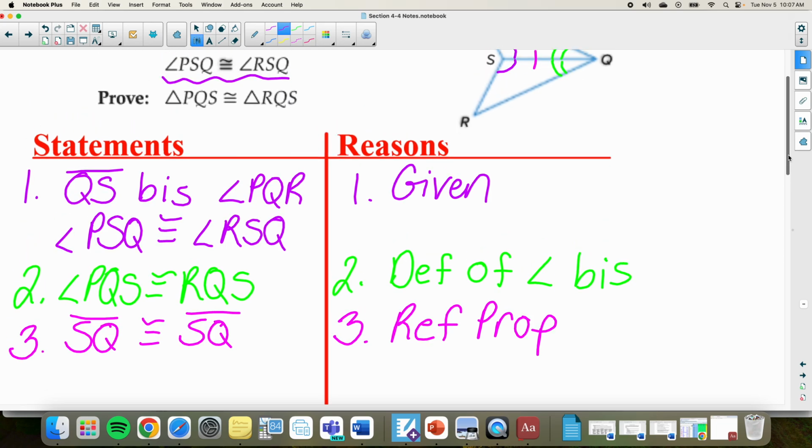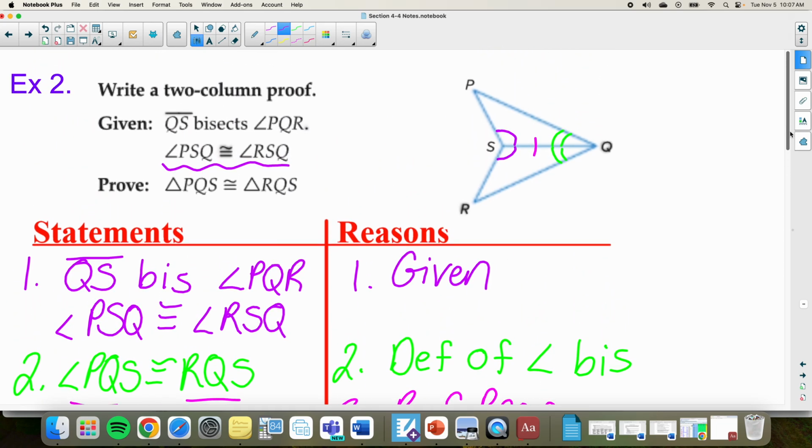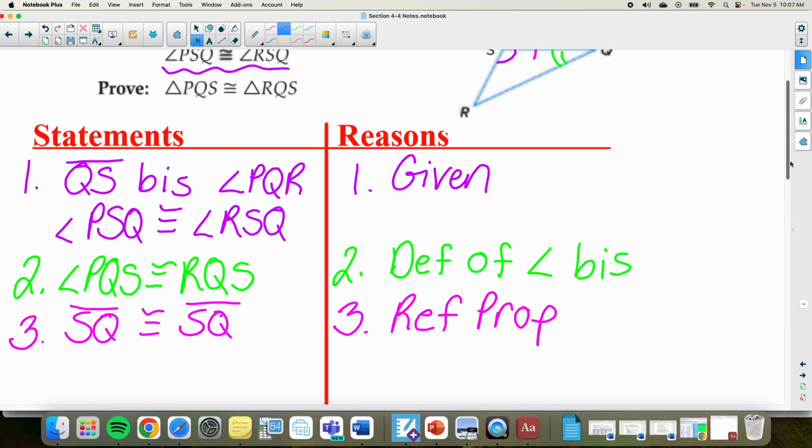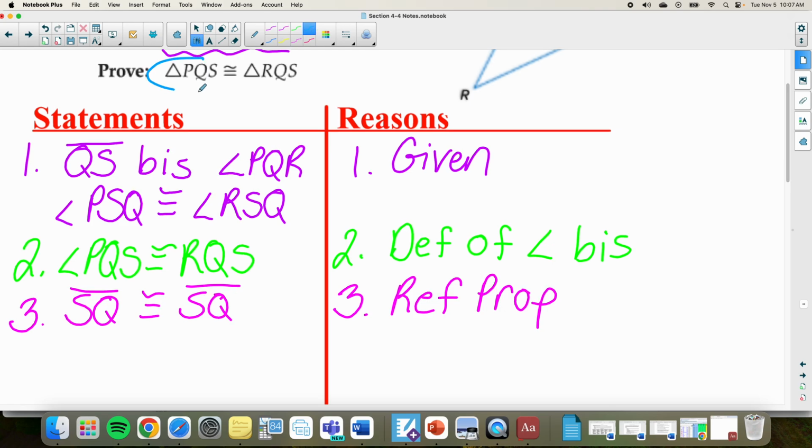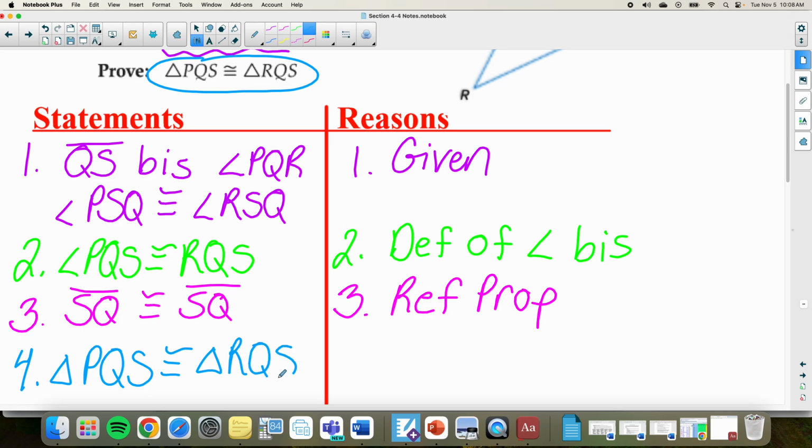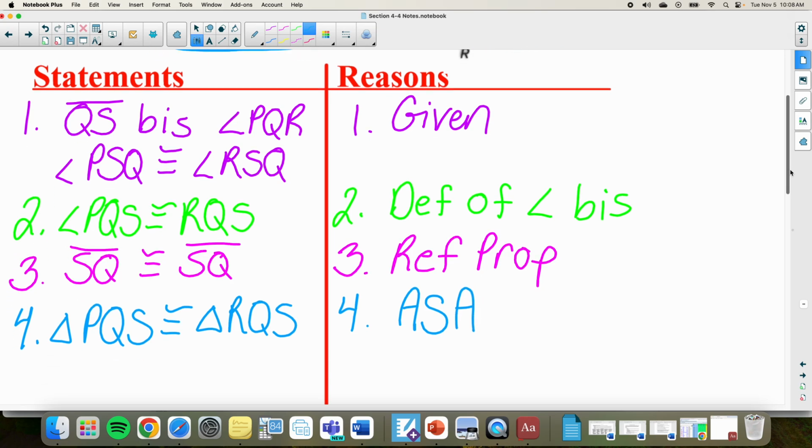Okay. Then, do I have enough to say that these two triangles are congruent? This is a what? Angle, side, angle. And is that one of them we know right now? Yes. So I can go down and copy this down as our next step. So I can say triangle PQS is congruent to triangle RQS. And that is angle, side, angle. Okay.